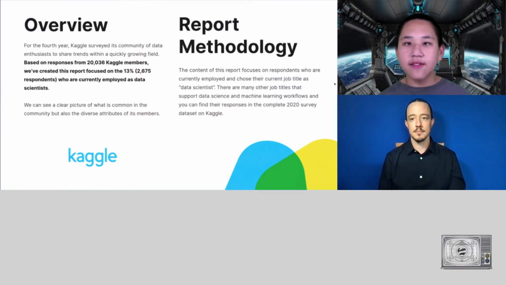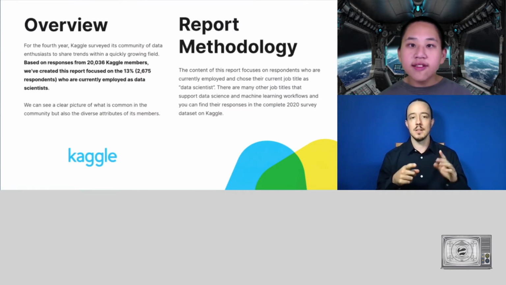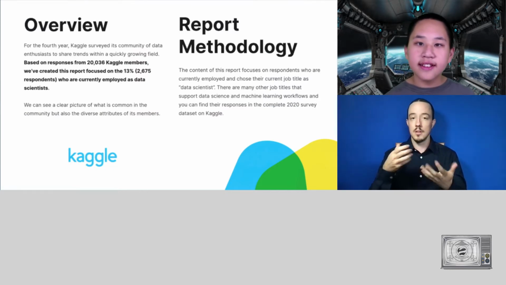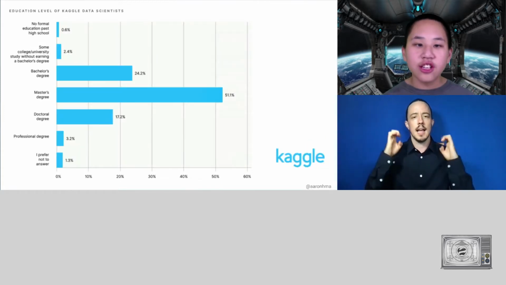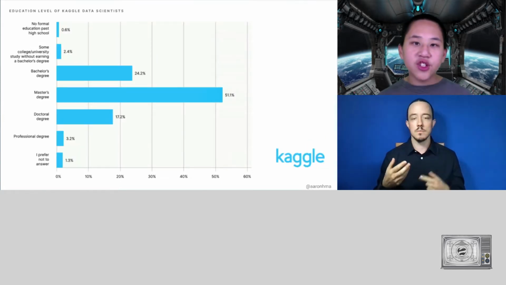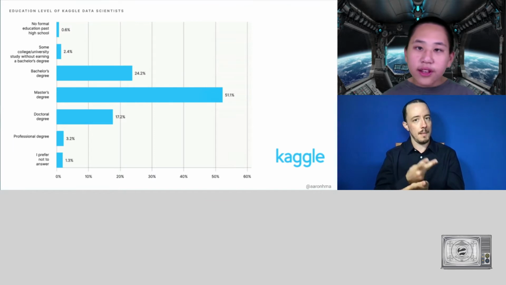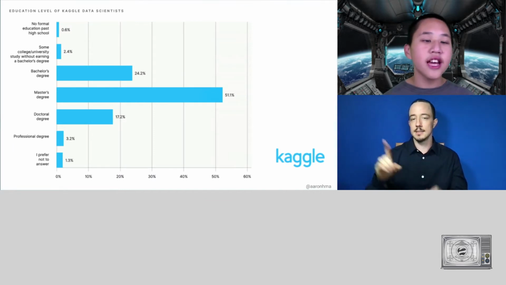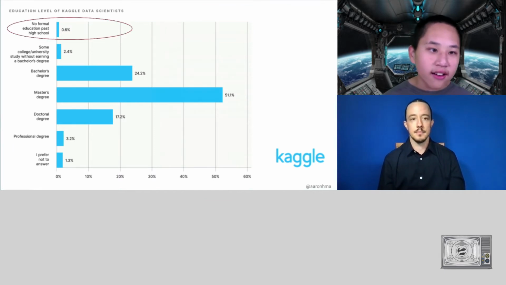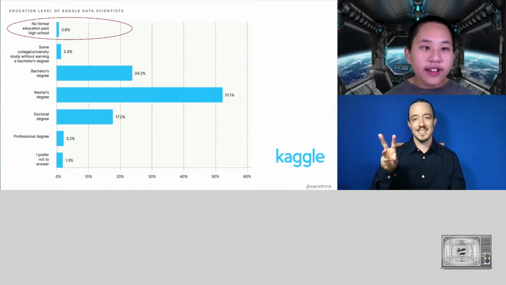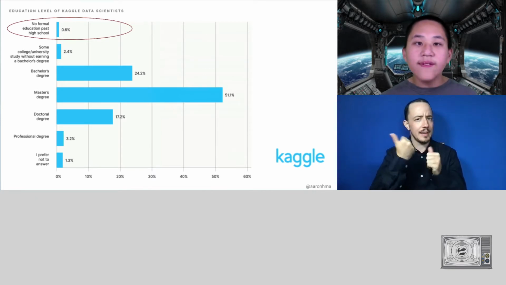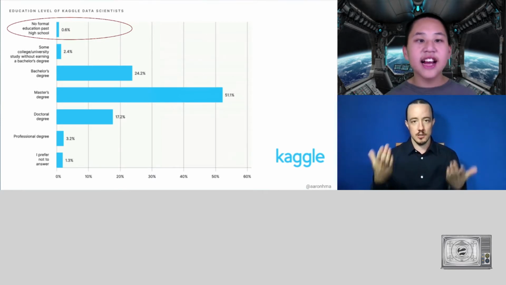Now let's take a look at the report. Out of more than 2,675 data scientists, let's take a look at their education level. You can see here that the majority of data scientists have only a master's degree, not a PhD. And check this out. Even 0.6% of people don't have any formal education past high school.